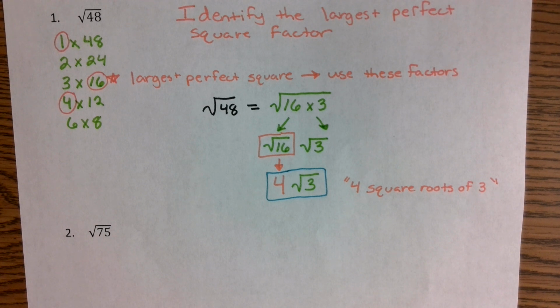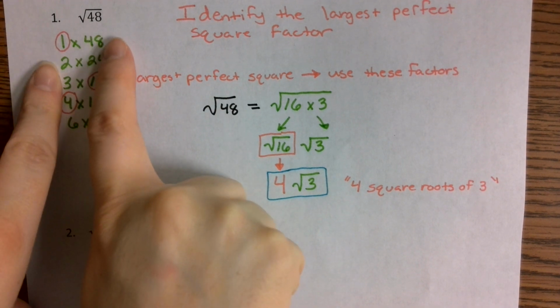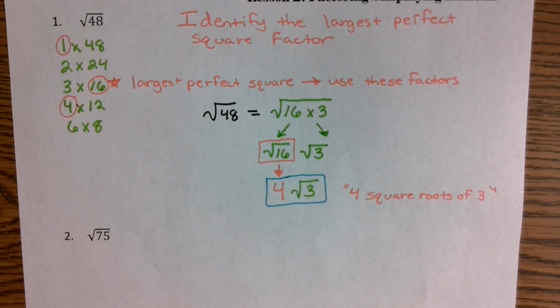It's kind of like simplifying with a fraction. If I simplify 4 over 8, well, I can simplify it by 2 and it becomes 2 over 4, but is it as simplified as it can possibly get? No. So when you're factoring with radicals, you need to simplify it as far as it can possibly go, meaning you have to use the largest perfect square.